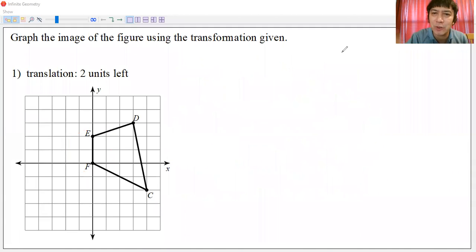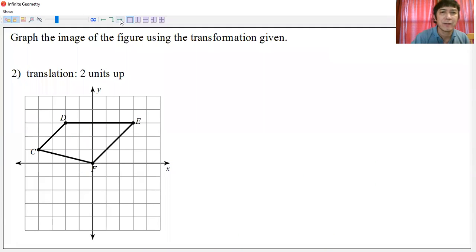Let's have our next. Graph the image of the figure using the transformation given. Translation 2 units up. This time we're moving vertically. That means the y values will change. And if it's only going up, that means the x values will not be affected. The horizontal measurements and numbers will not be affected. So only the y values.